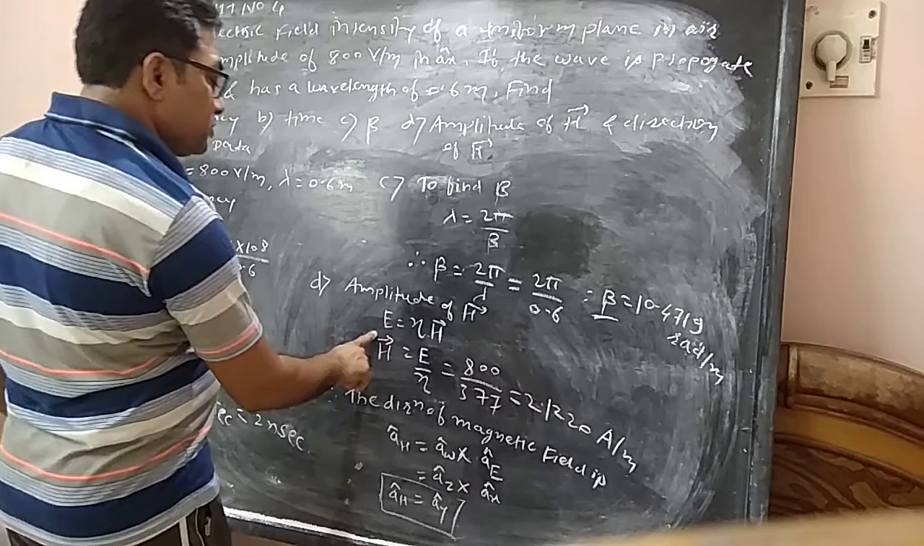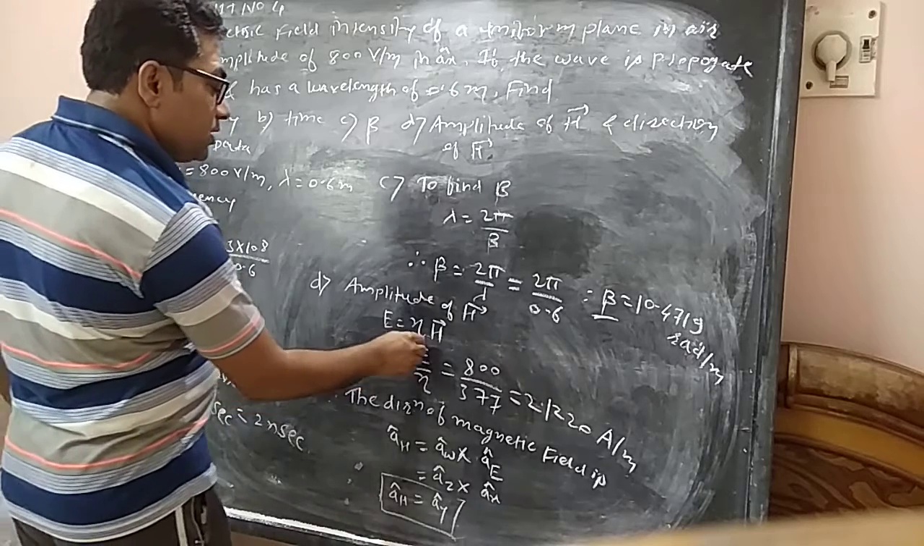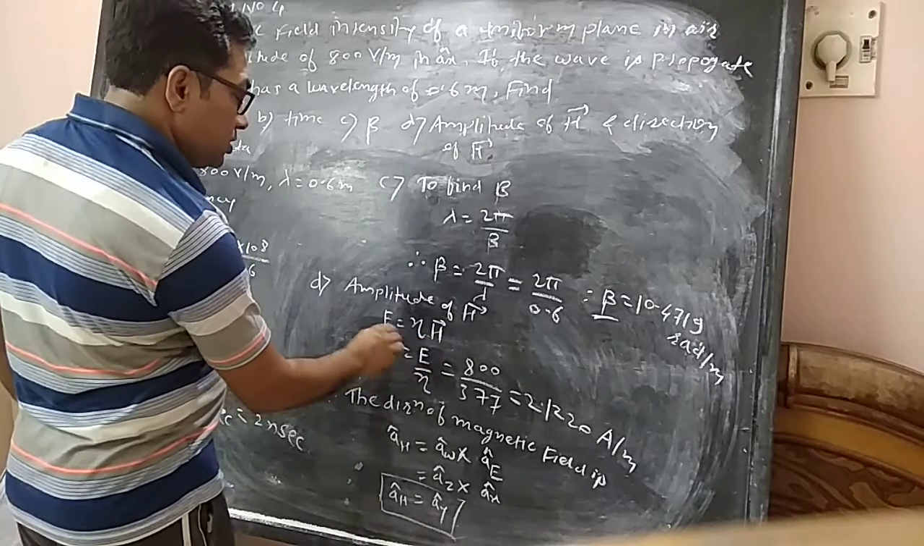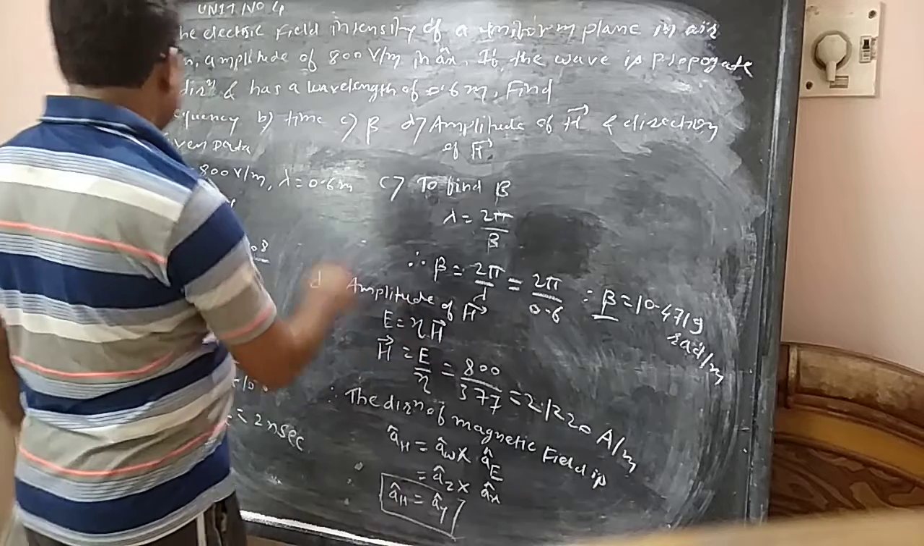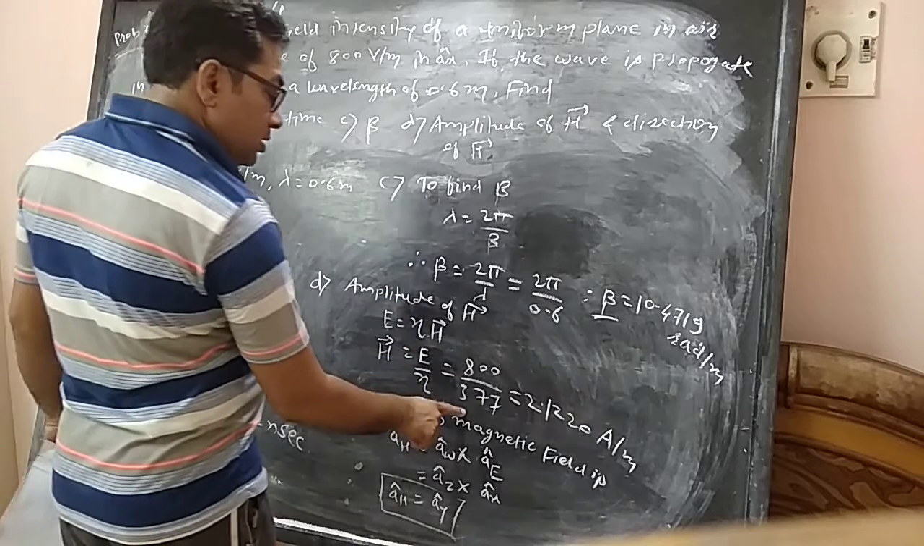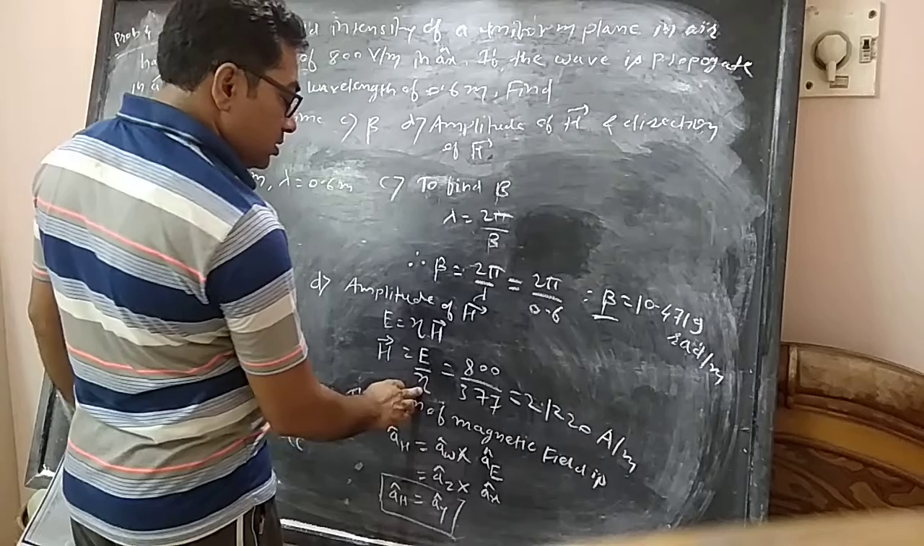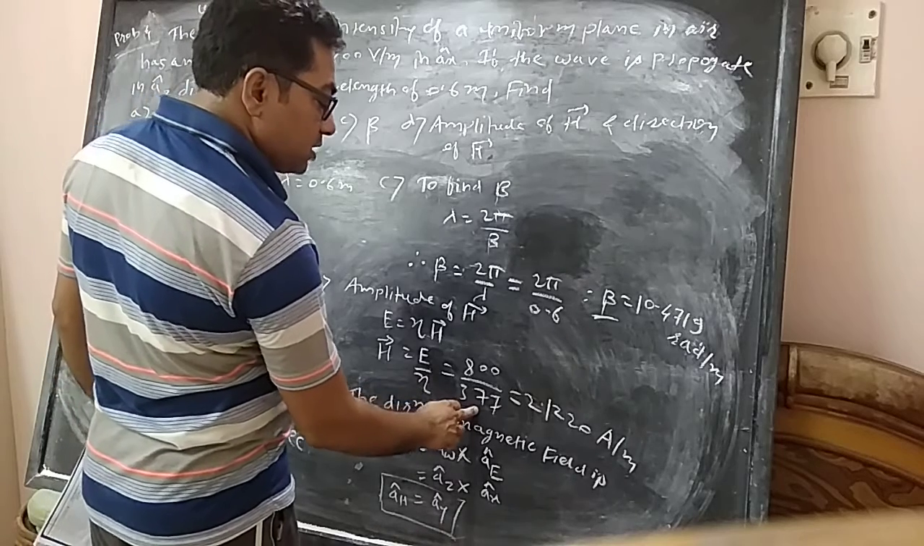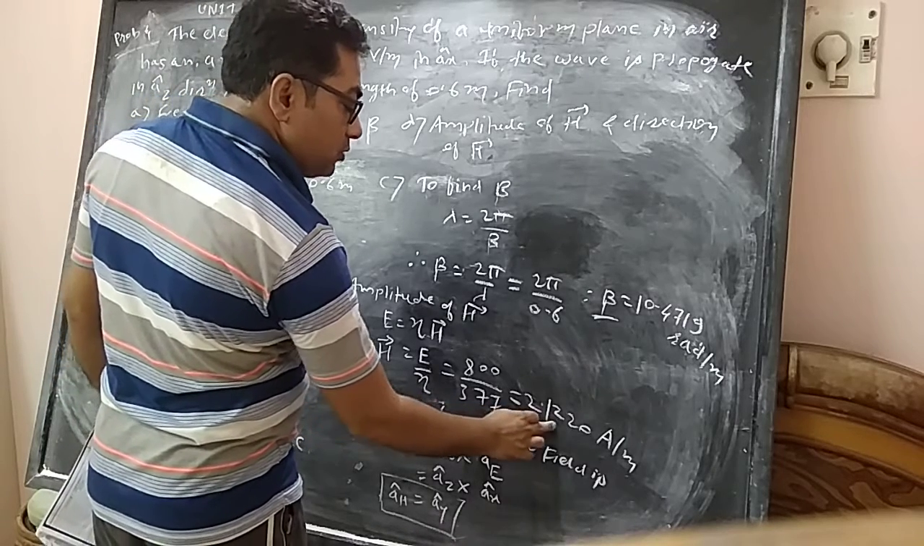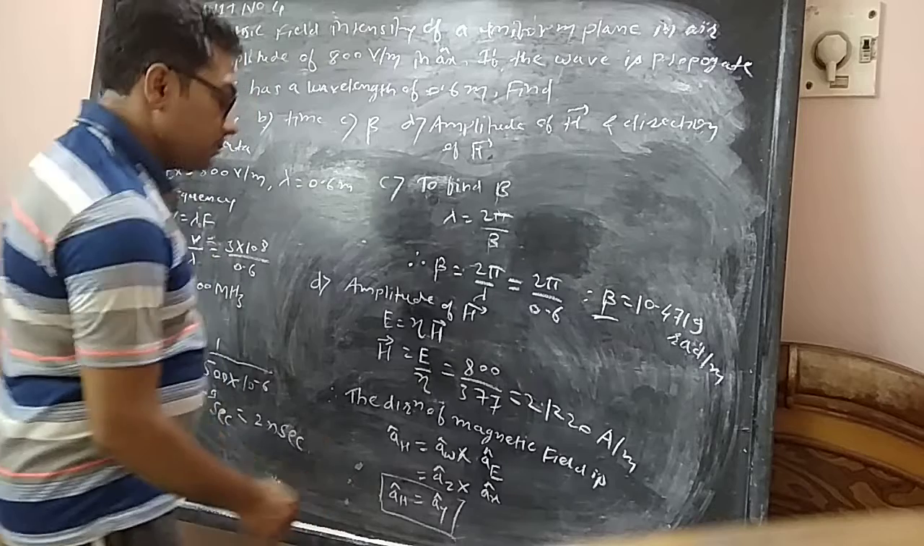And the last is amplitude of H vector. So the formula is E equal to eta into H. So H equal to E divided by eta. The value of E is given, that is 800 volt per meter, divided by the constant value of intrinsic impedance, 377, which is equal to 2.1220 ampere per meter.